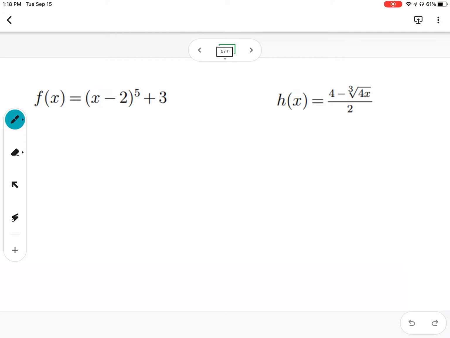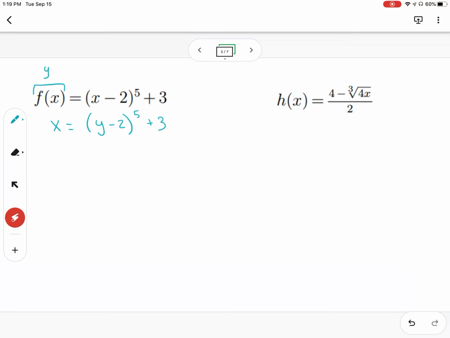We're going to start with these two examples. Remember, f of x is the same thing as a y. What you want to do is everywhere you see a y, write an x, and everywhere you see an x, write a y. So this function would become x equals (y minus 2) to the 5th plus 3. You just switch all the x's and y's around.